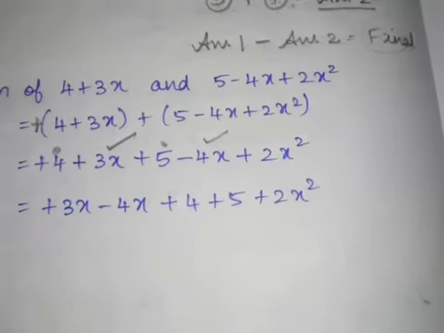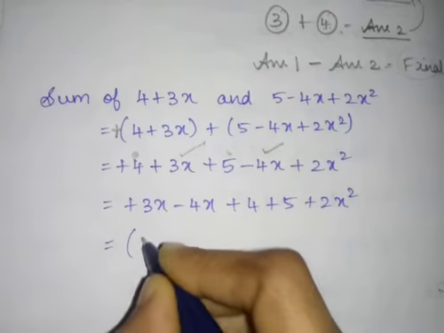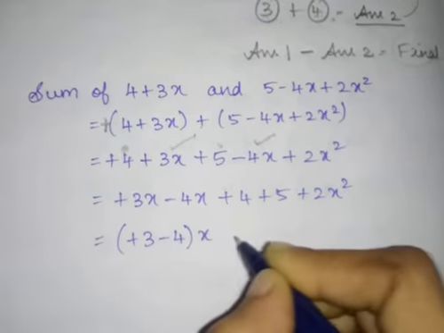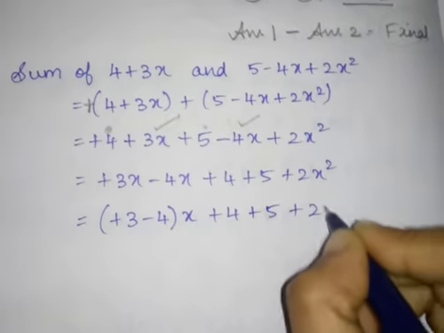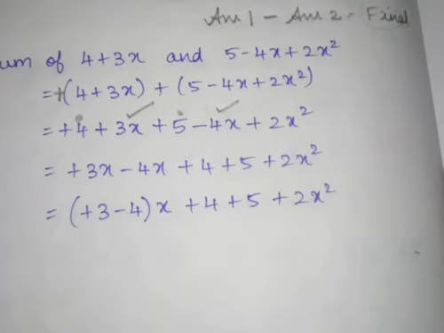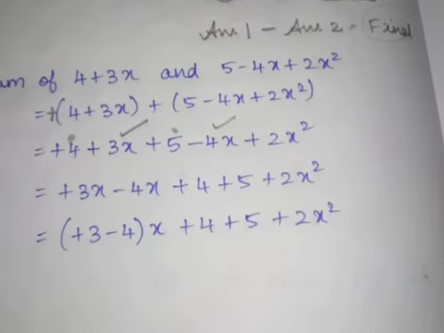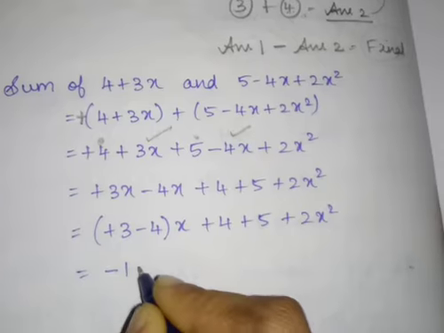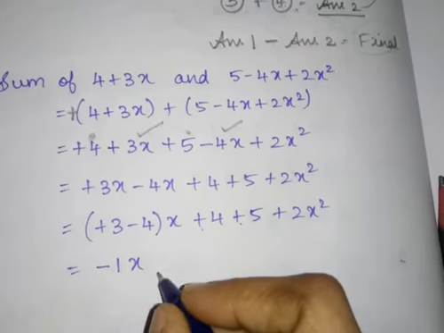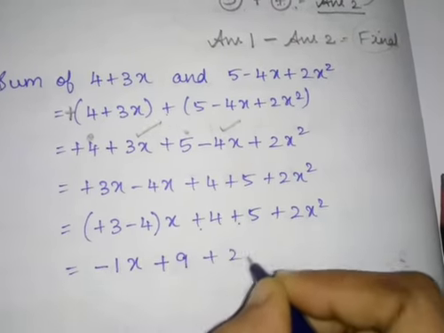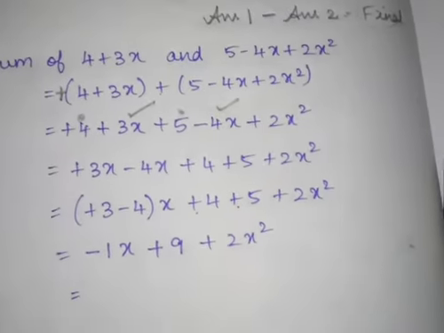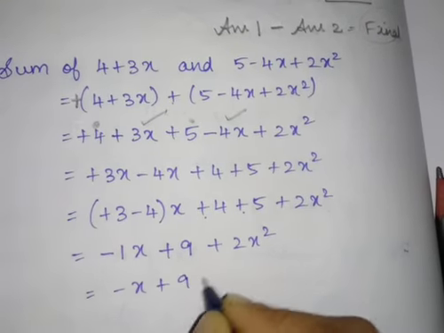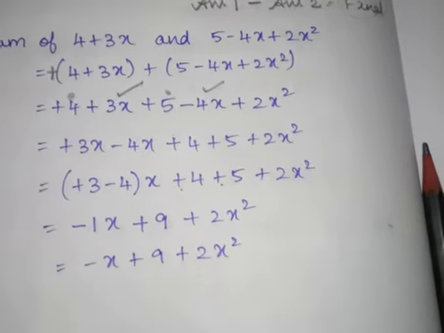Now what we will do? You should take the common variable outside. Plus 3 minus 4 into x plus 4 plus 5, because it's a constant term, so I wrote as such. Plus 2x square. This 2x square is also a single term, so I wrote as such. Plus 3 plus minus 4 is what? Minus 1x. Plus 4 plus 5 is plus 9 plus 2x square. Minus 1 into x is minus x, plus 9 plus 2x square. Okay. Now I got this answer number 1.